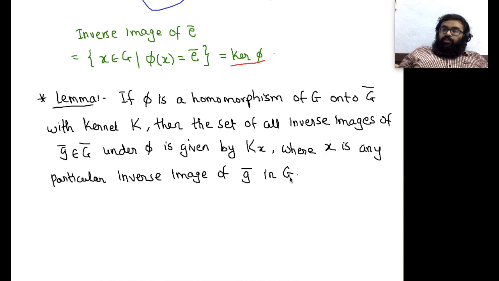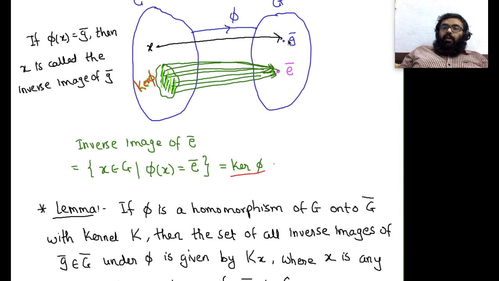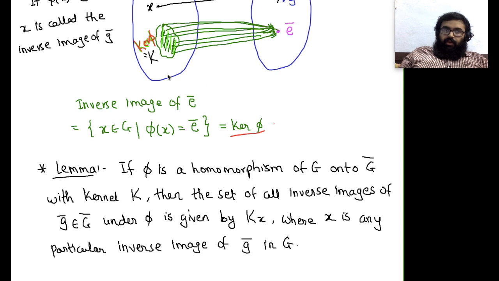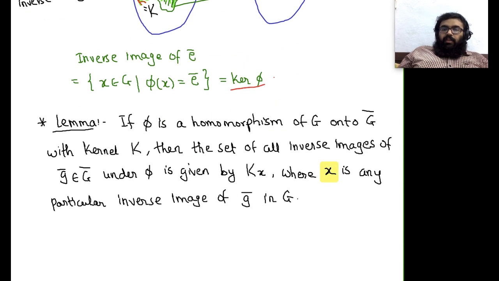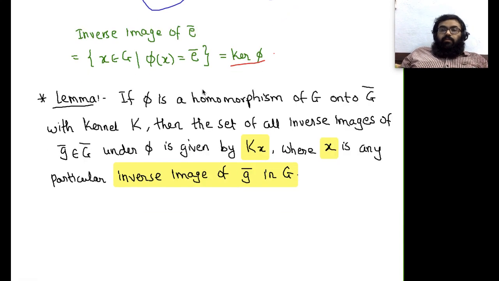So phi is a homomorphism of G to G bar, like this. And what are the inverse images of g bar? All those elements Kx, it is a set Kx. This is the kernel, so this is K. But here it is Kx, we need to find one x which is an inverse image of g bar. So phi of x equals g bar, at least one we can find. Then the inverse image of g bar is nothing but Kx, where x is a particular inverse image of g bar. So if we find one element with phi of x equals g bar, then we are done. We can find the kernel and we can find this coset Kx, and that is the inverse image of g bar.